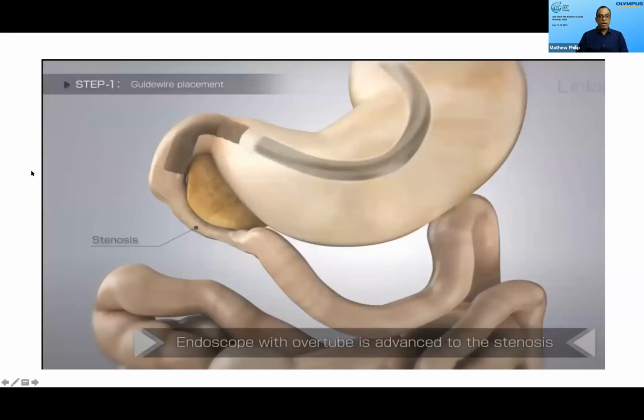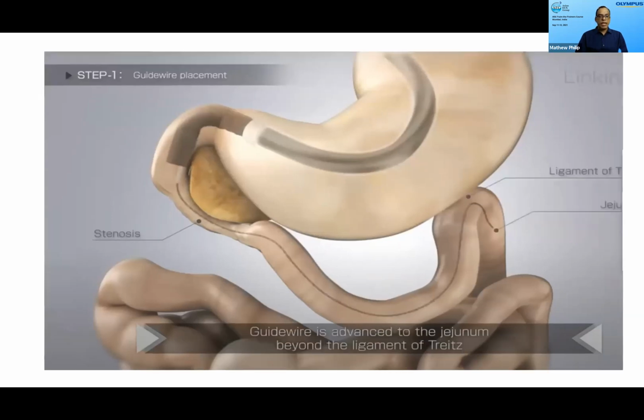There are 8 steps. These slides are given by Boston Scientific, and I thank them for giving these slides. It says the endoscope with an overtube is advanced to the stenosis site, and then you pass a guide wire across that. You can see the guide wire has gone beyond the obstruction. This is the model.